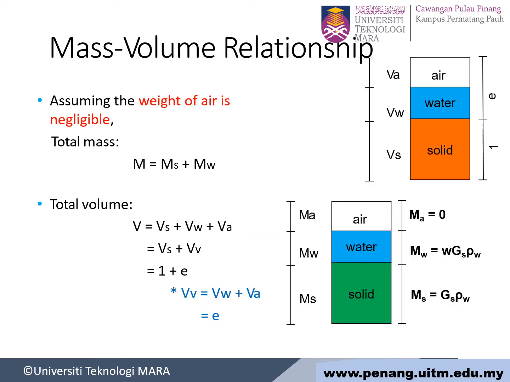Alright, now we go for mass volume relationship. This one is volume. This one is mass. Okay, for total mass, total mass is equal to mass solid plus mass water plus mass air. But mass air is equal to 0. So mass total is equal to ms plus m water. Okay, for total volume, V total is equal to Vs plus V water plus Va. So it's equal to 1 plus E, because Va plus V water is E, which is void.